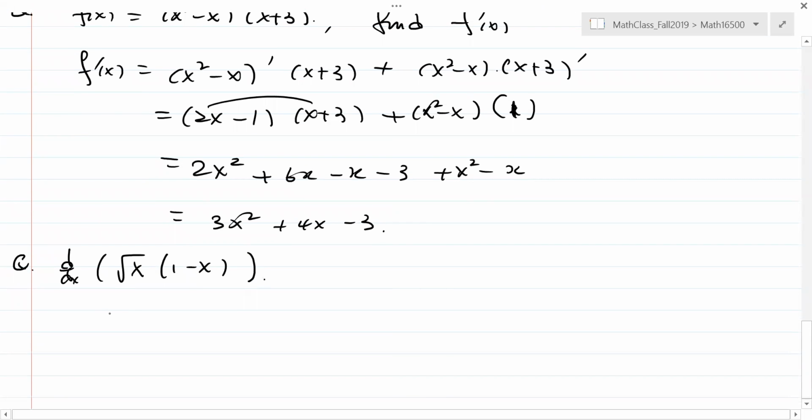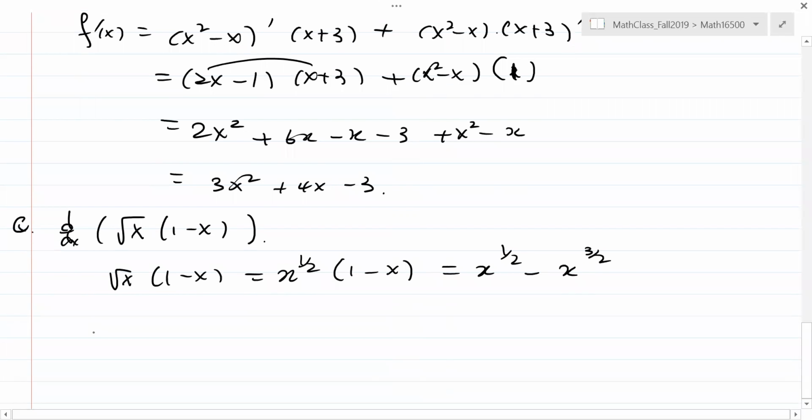So this function, square root of x times (1 minus x), is going to be, right, x to the 1/2. So multiply this out, minus x to the power 1/2 plus 1, which is 3/2. So it's a sum of two power functions. Then the derivative is going to be very simple.